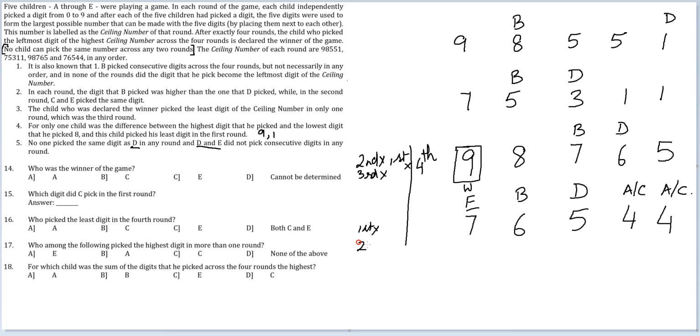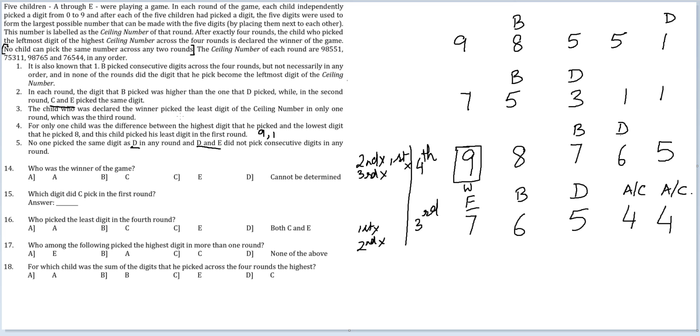Okay, so this is also not the second round now. This is also not the second round because we were told in the second round C and E picked the same digit. If this is not the second round, this is not the first round, this is not the second round, so this will necessarily be the third round now. This is the fourth round, this is the third round. Okay.